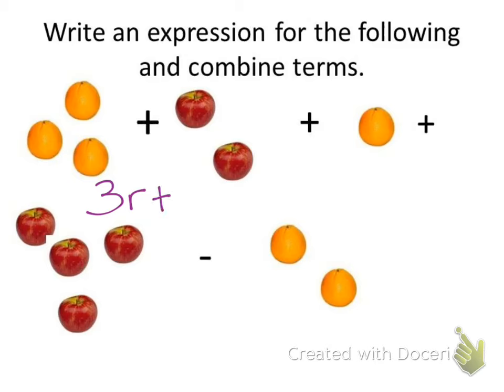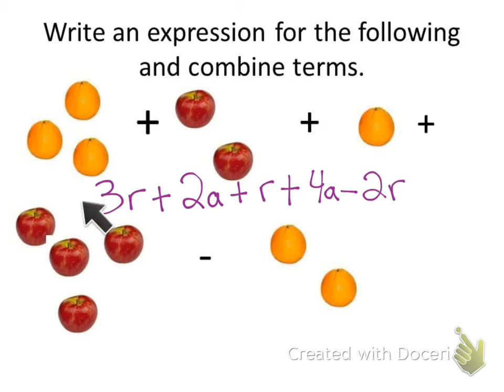What do you want me to call these two apples? 2A. Very good. What do I have here? 1R. I'm just going to call it R. You could put a 1R if you want. And then I have another plus sign. What do I have here? 4A. And then I have a minus 2R. So I just changed apples and oranges into a mathematical expression.